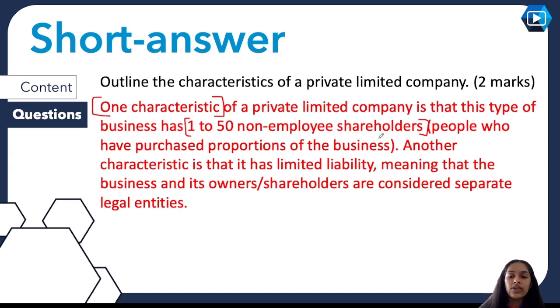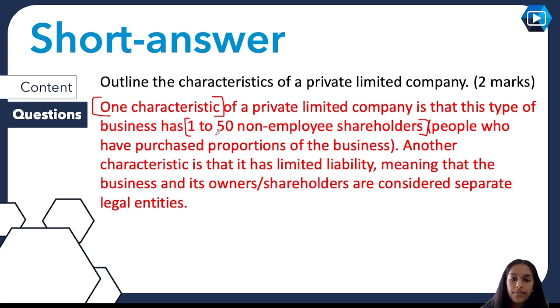But it doesn't take very long, just putting it in small little brackets, demonstrating that you know what a shareholder is. And then they've said another characteristic is that it has limited liability, which just means that in the case of business failure, the business and its owners / shareholders are considered separate legal entities.